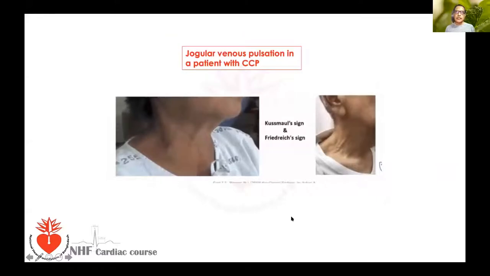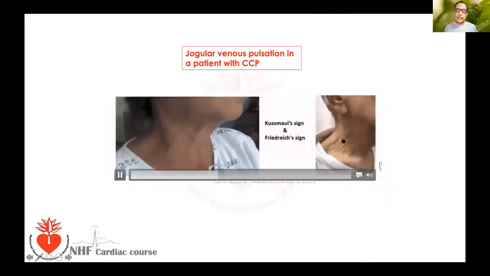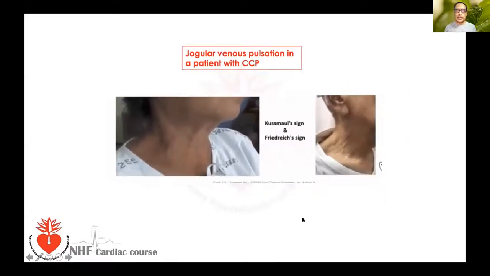So this is a sign of jugular venous pressure. As you can appreciate, this is not the jugular vein. This is the external jugular vein, but the internal jugular venous pressure is seen behind the sternocleidomastoid. Similarly, here also you can see, this is the external jugular vein, but the jugular venous pressure is seen just behind the sternocleidomastoid. Both of these, one is Kussmaul sign and Friedrich sign.